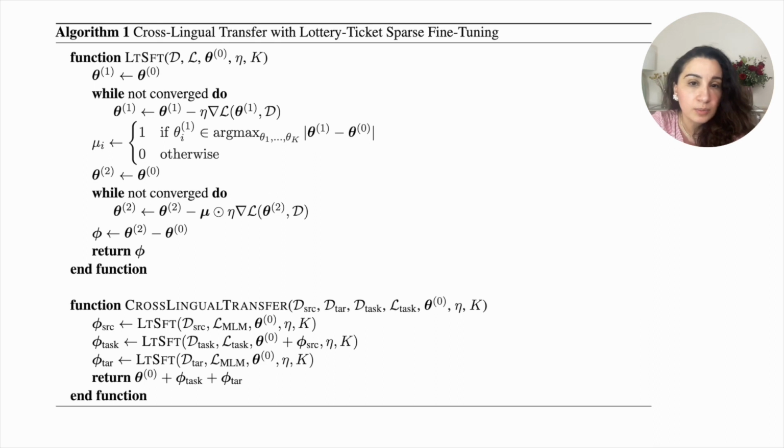In the final step, we obtain phi target, or the difference vector for the target language. To do this, we use the pre-trained model with a masked language modeling objective. Finally, we obtain a model fine-tuned on both the task and target language by adding the difference vectors for the task and target language to the pre-trained model's parameter vector.